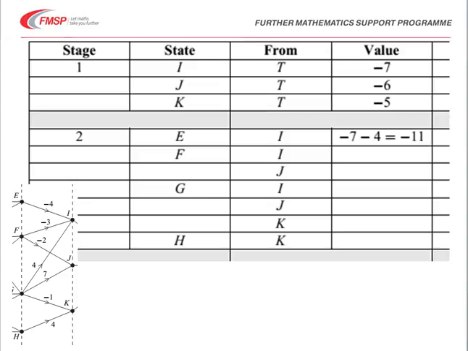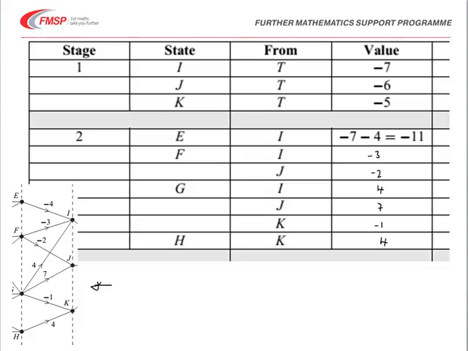So carrying on then, probably the easiest way of doing this is to write in the values that we have at each stage. So we want to put in from F to I is -3, from F to J is -2. So this is picking off the values from the network here. From G we have 4, 7 or -1, and from H 4.